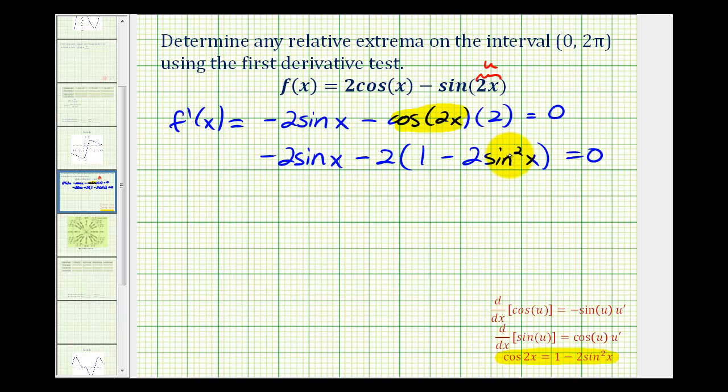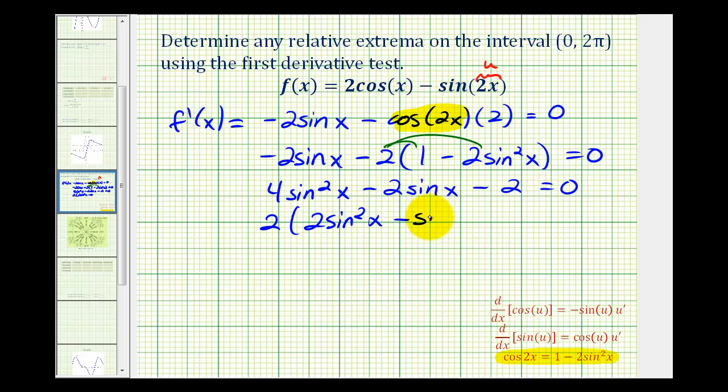Now we'll go ahead and clear the parentheses and see if we can factor this. Notice when we distribute here, we're going to have a positive 4 sine squared x. Then we'll write the minus 2 sine x. And then here we'll have minus 2. Let's go ahead and factor out the greatest common factor of 2. And this does factor, we'll have 2 times 2 binomials equal to 0.